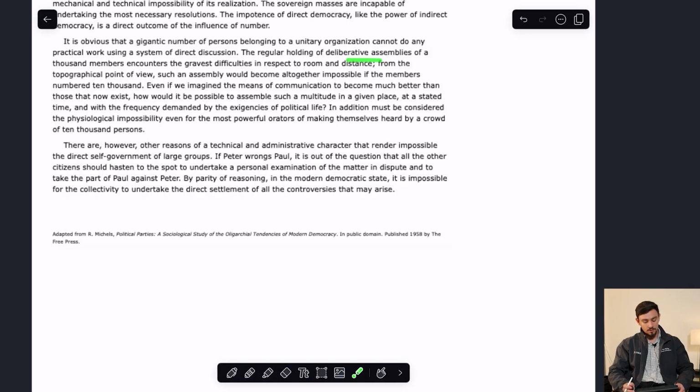There are, however, other reasons of a technical and administrative character that render impossible the direct self-government of large groups. So here's another reason why this is not going to work. So at the beginning, it's like, this is why I dislike it. And then these paragraphs are like logistics challenges, why it's not going to work so far.